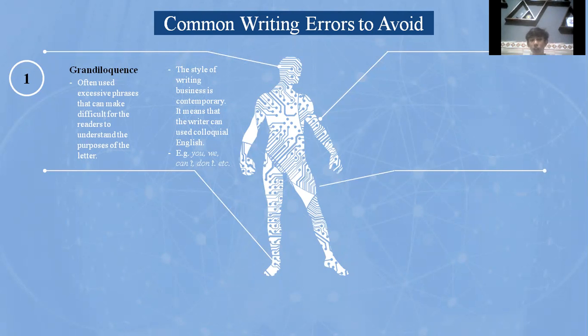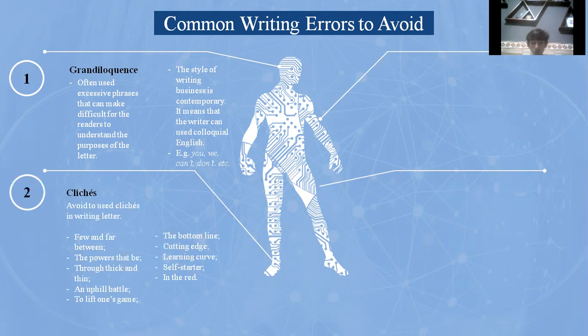And also, the style of business writing is contemporary. It means that the writer can use colloquial English. For example, the writer can use words like you, we, can't, or don't, and so on. The next is cliche. Avoid using cliches in writing letters, because it can cause misunderstanding between the writer and the readers.